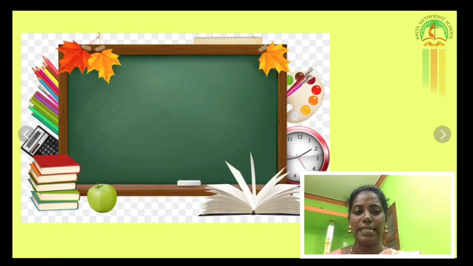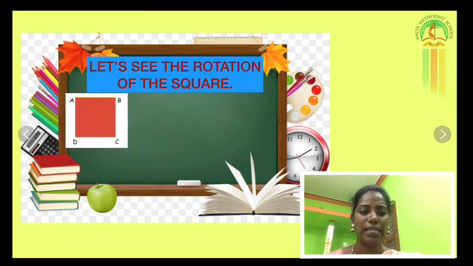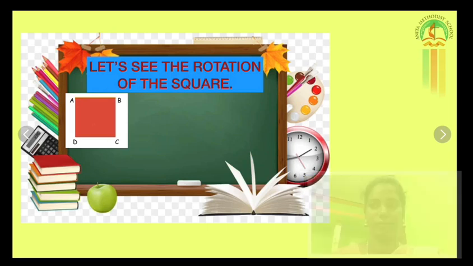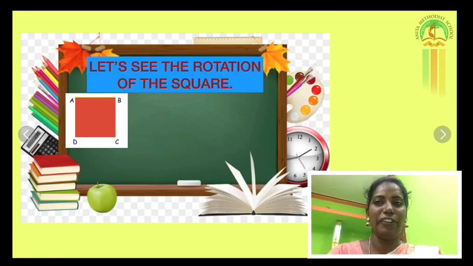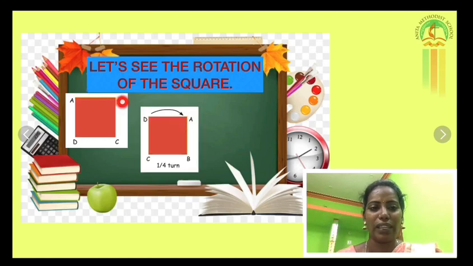Now let's see the rotation of the square. Draw a square and write A, B, C, D. When you rotate a square A, B, C, D, it just turns the shape, turns its direction. AB becomes the right side AB, BC becomes down BC, CD becomes the left side, and DA becomes the top.